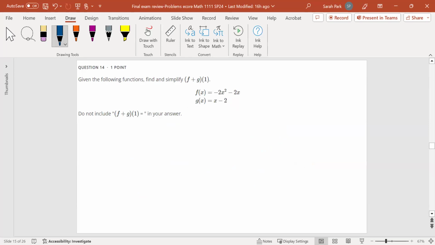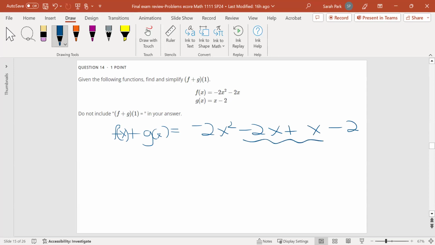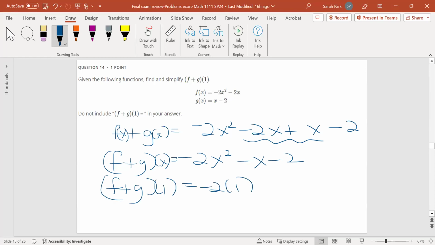Okay, number 14, given the following functions, find and simplify f plus g of 1. You could do this by first adding f and g together. If we add f plus g, we get f of x plus g of x. We first add those: negative 2x squared minus 2x plus x minus 2. We can combine negative 2x plus x, which gives us negative 2x squared minus x minus 2. And we just need to plug in 1 now. If we plug in 1 into this function, we get negative 2 times 1 squared minus 1 minus 2. If we calculate that, that'll give us negative 5.